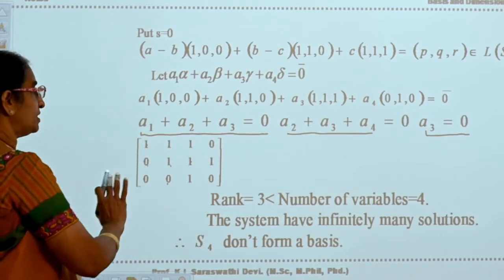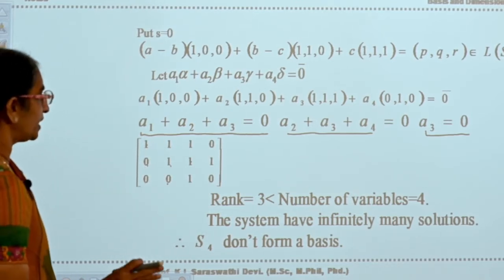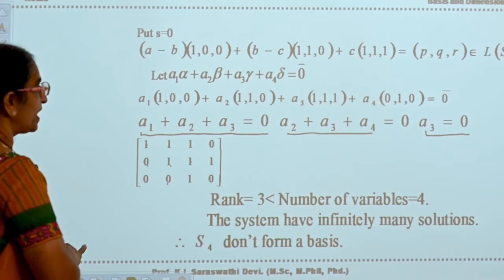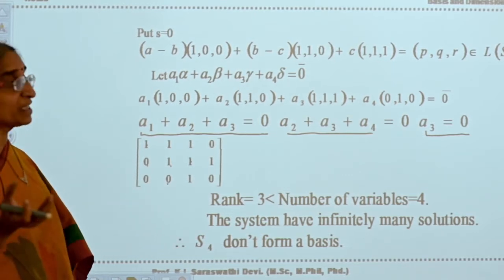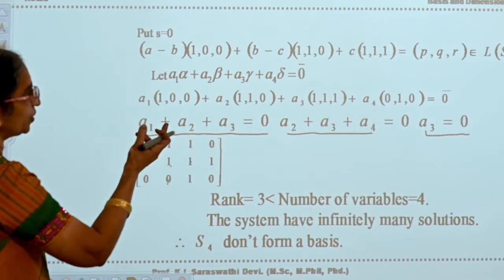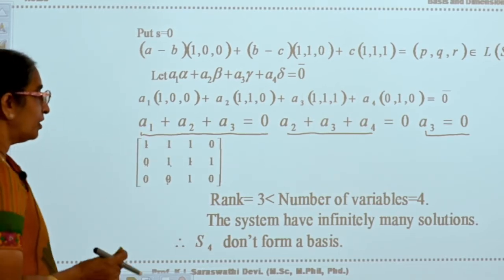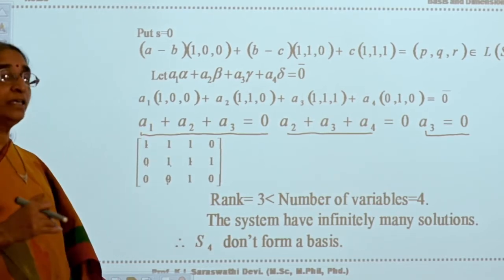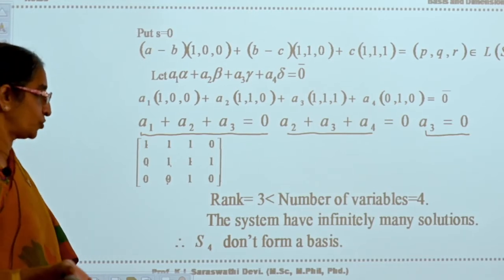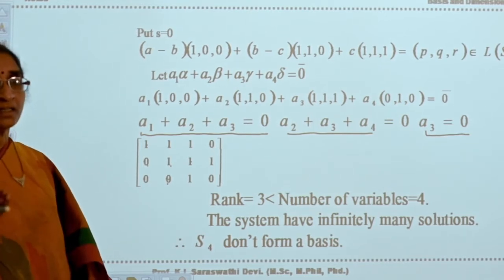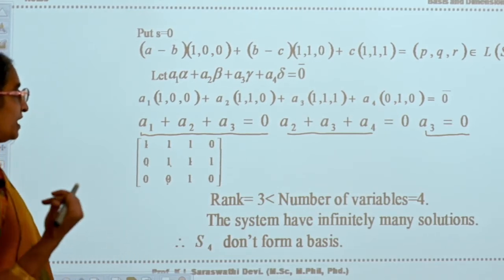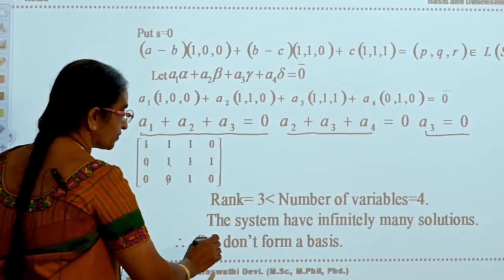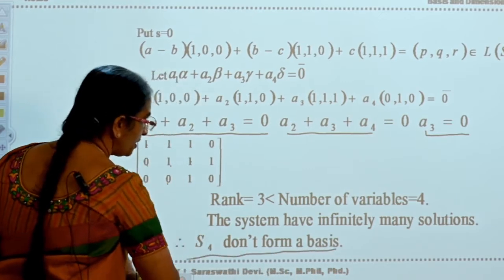If you observe, this system is already in echelon form. The rank of this matrix is 3, which is less than the number of variables. How many variables are there? A1, A2, A3, A4. Therefore, the system has infinitely many solutions. That means it is a linearly dependent set. Therefore, S4 does not form a basis.